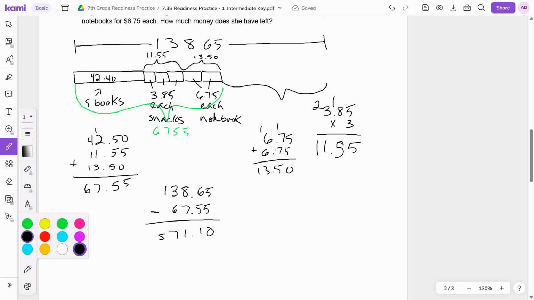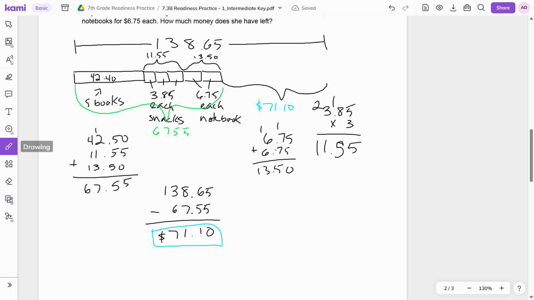Let's put a dollar sign there. And I'll also put it right here. $71.10 is the amount of money that Maya has left.